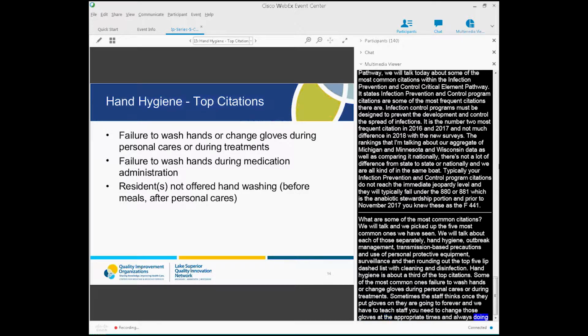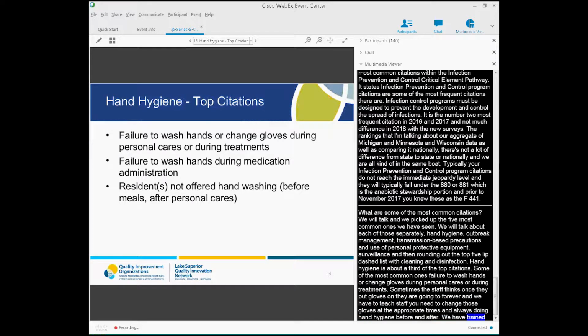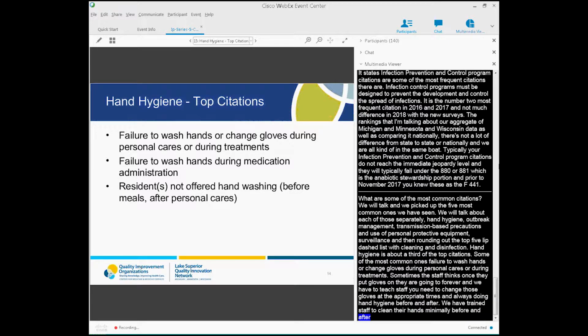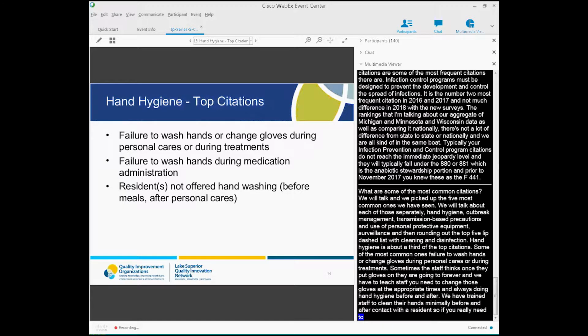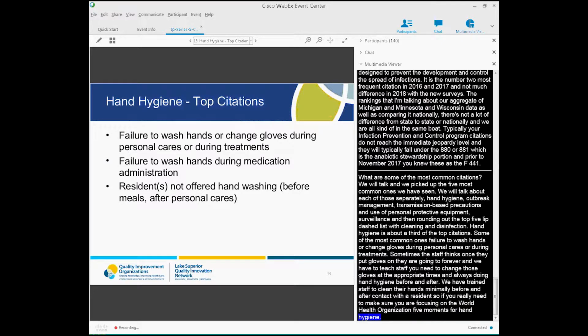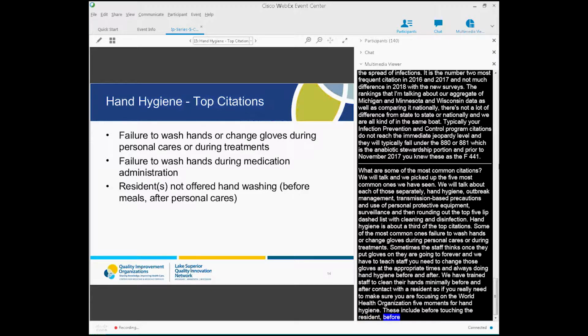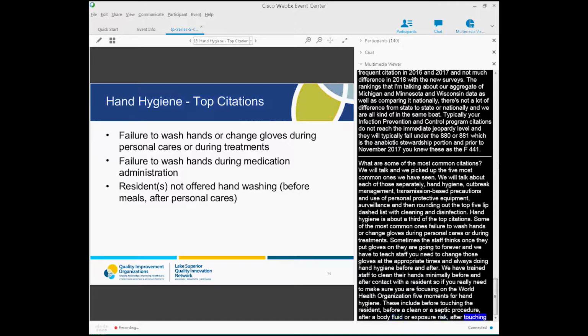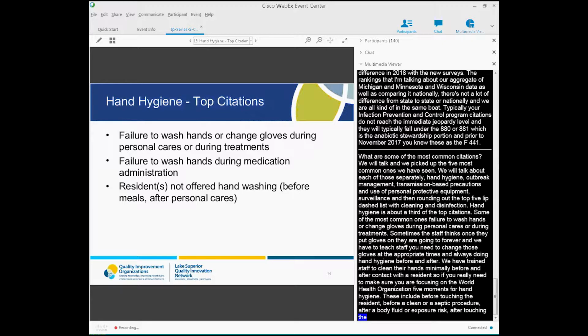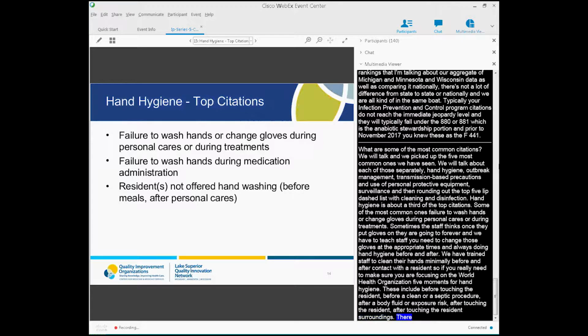And we've trained our staff to clean their hands minimally, before and after contact with the residents. But you really need to make sure that you're focusing on the World Health Organization's 5 moments for hand hygiene. And these include before touching the resident, before a clean or aseptic procedure, after a body fluid or exposure risk, after touching the resident, and after touching the resident's surroundings. And there is a link to that resource at the end of this presentation, so don't feel like you have to jot those all back down.